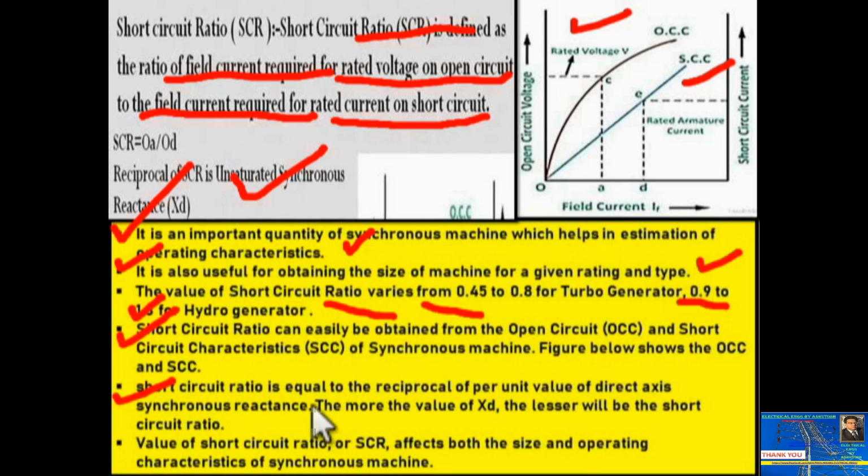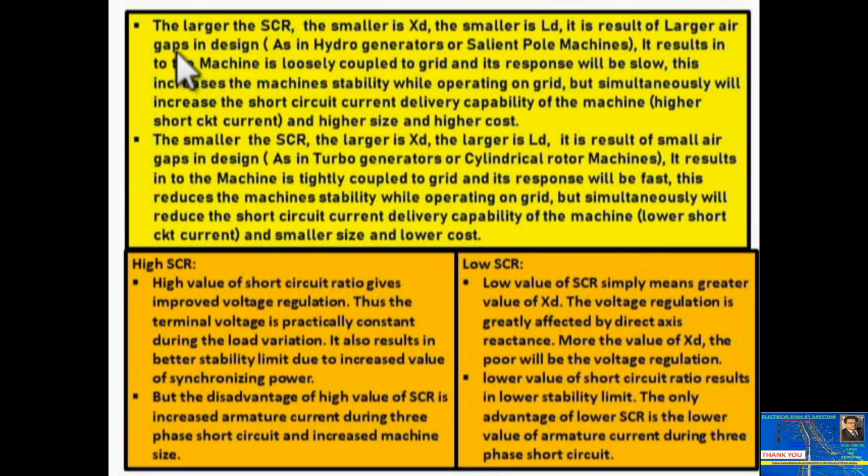Short circuit ratio is equal to the reciprocal of the per unit value of direct axis synchronous reactance. And if the value of XD is more, the short circuit ratio will be lesser. The value of SCR affects both the size and operating characteristics of the synchronous machine. So guys, very important point. Now we will see what is the fundamental behind this, what is the concept. In the next slide we will see what happens if the SCR value is large.